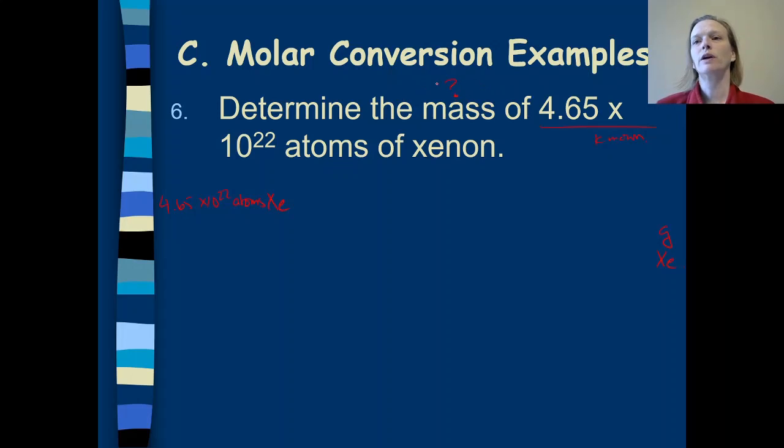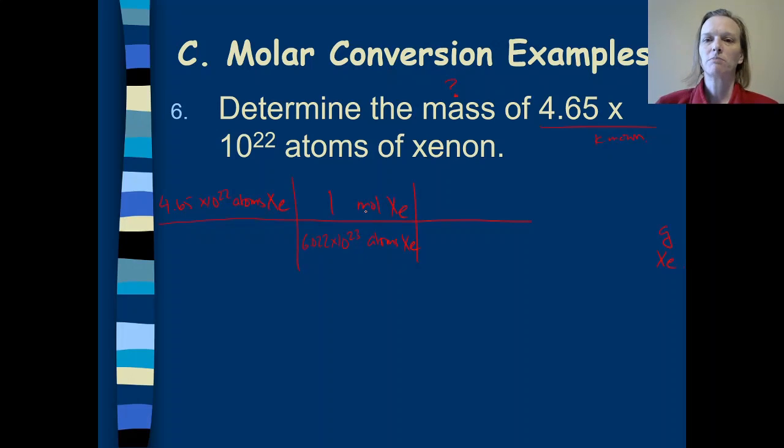I'm not converting to or from moles here, but I have to go through moles. This is going to be a two-step process. So I'll leave room in my dimensional analysis for 2 conversion factors. I have to get rid of my atoms. I have to get rid of my particles by converting to moles. And I know that I have 6.022 times 10 to the 23rd atoms of xenon in 1 mole of xenon.